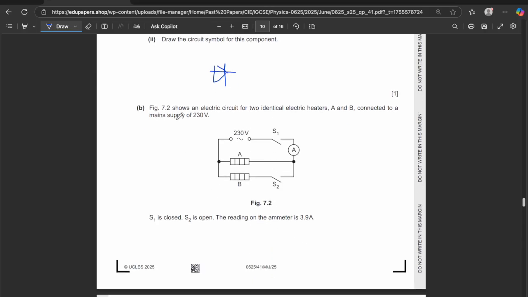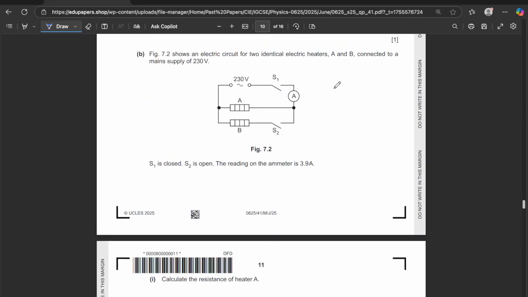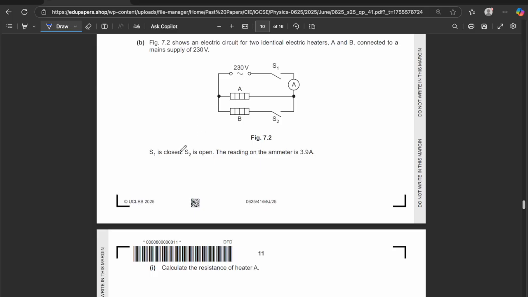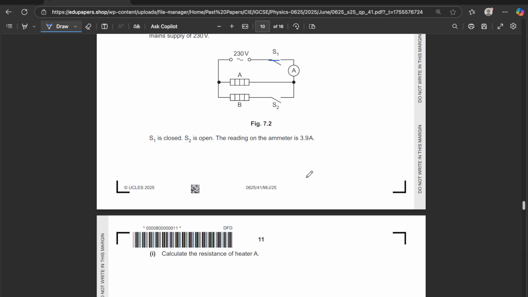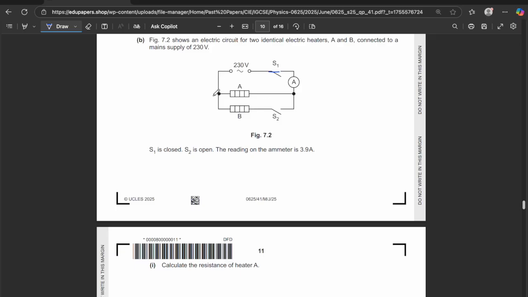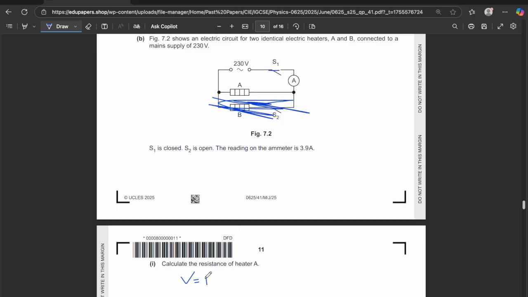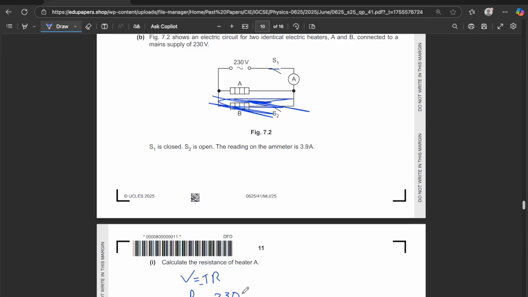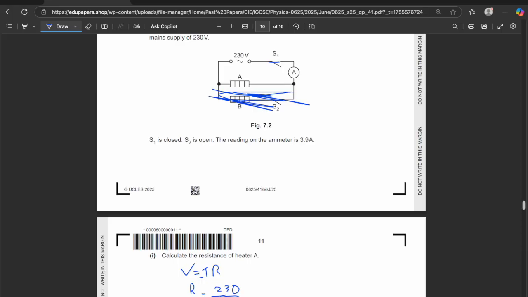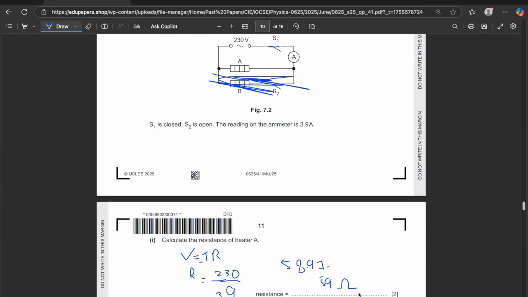B. Figure 7.2 shows an electric circuit for two identical electric heaters, A and B, connected to a main supply of 230 volts. S1 is closed and S2 is open. The ammeter reading is 3.9 amperes. The circuit looks like this. So V is equal to I R, so R is equal to 230 divided by 3.9, which is 58.97 something. Round that to two significant figures: 59 ohms.